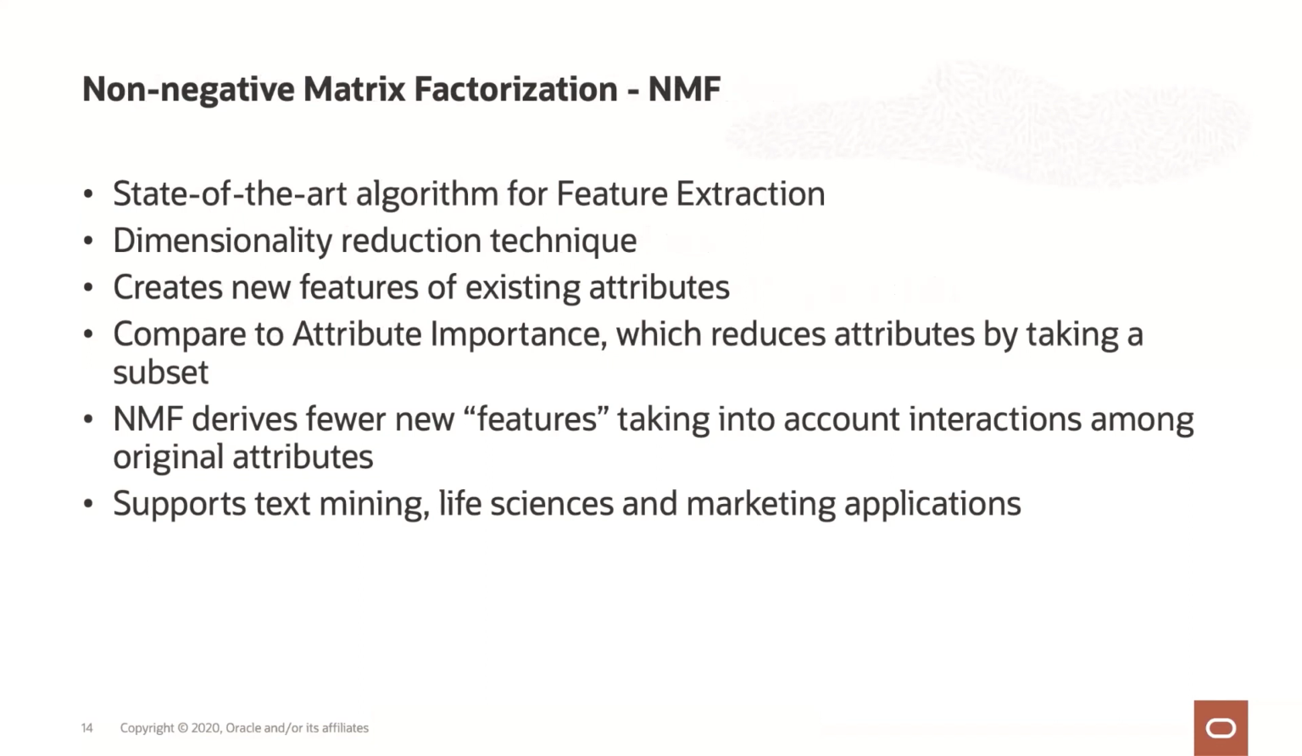Another method is the non-negative matrix factorization. It's a mouthful, but it's easier to say NMF. The NMF is really a state-of-the-art algorithm for feature extraction. It's very good. It does dimensionality reduction. It creates new features, and you can check the attribute importance for each of the contributing features to each of the vectors. So you would take a subset of the attributes that you find for each of the vectors that come out.